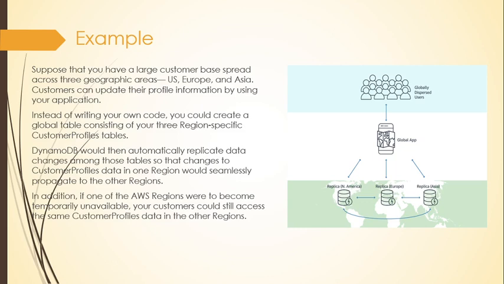Suppose for any reason one of the regions goes offline and is not available, your users can still access their data from other regions. And when that region becomes available and comes online, DynamoDB starts replicating the changes to that replica, and you can then have the same set of data items in all your tables in your multiple regions.